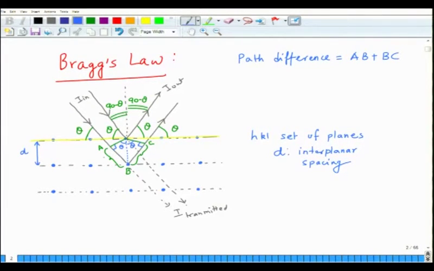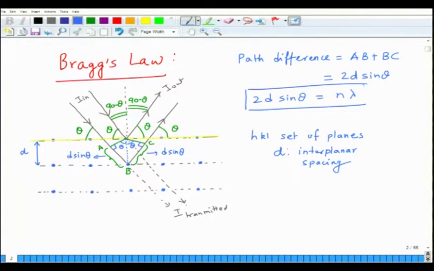So, this becomes d sin theta, and this also becomes d sin theta. So, this is basically 2d sin theta, and this 2d sin theta, the diffraction Bragg's law says that this must be equal to n lambda, integral multiples of the wavelength. So, this is basically the Bragg's law.